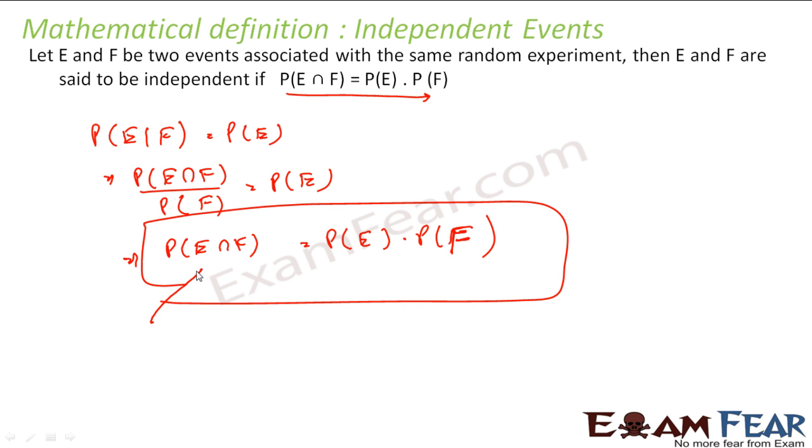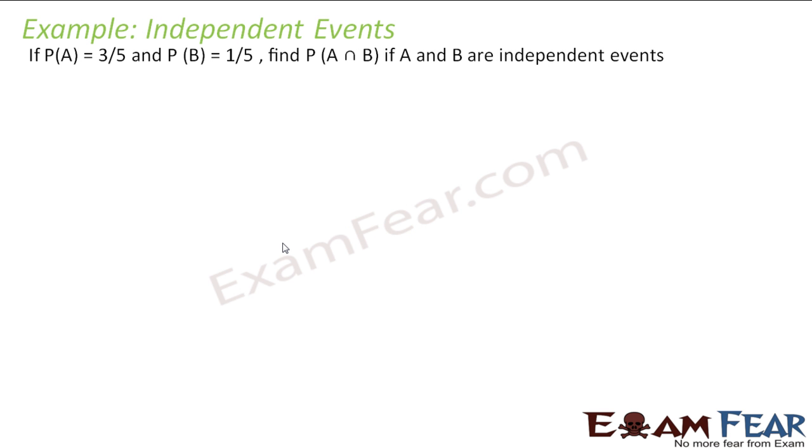Correct? So I can say that two events are independent if the probability of E and F is equal to the probability of E into the probability of F. That is true. In that case, my events are independent. We'll take some examples of independent events.